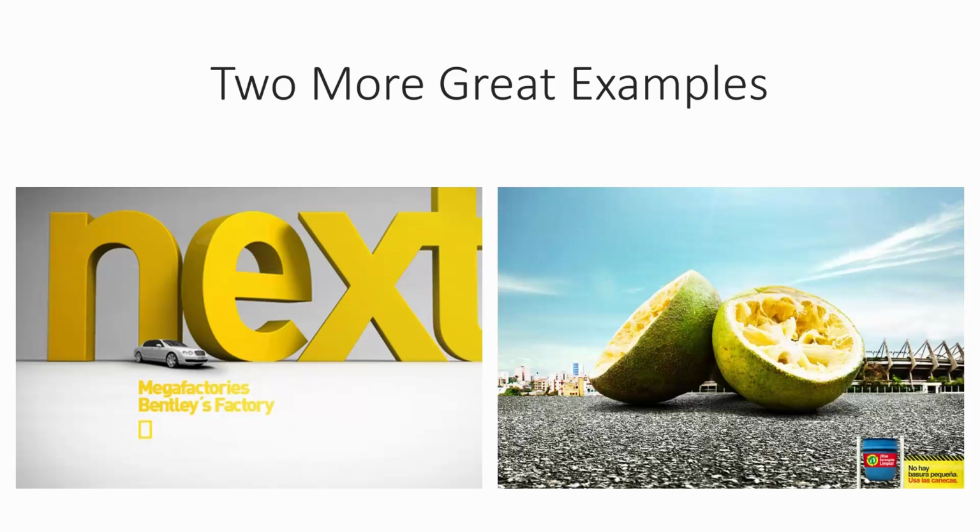Here are two more excellent examples of how to use size in creating visual hierarchy. On the left, you see an advertisement for Bentley. Now, if this had been a consumer ad for cars, there is no way the car would have been so tiny and the word next so large.